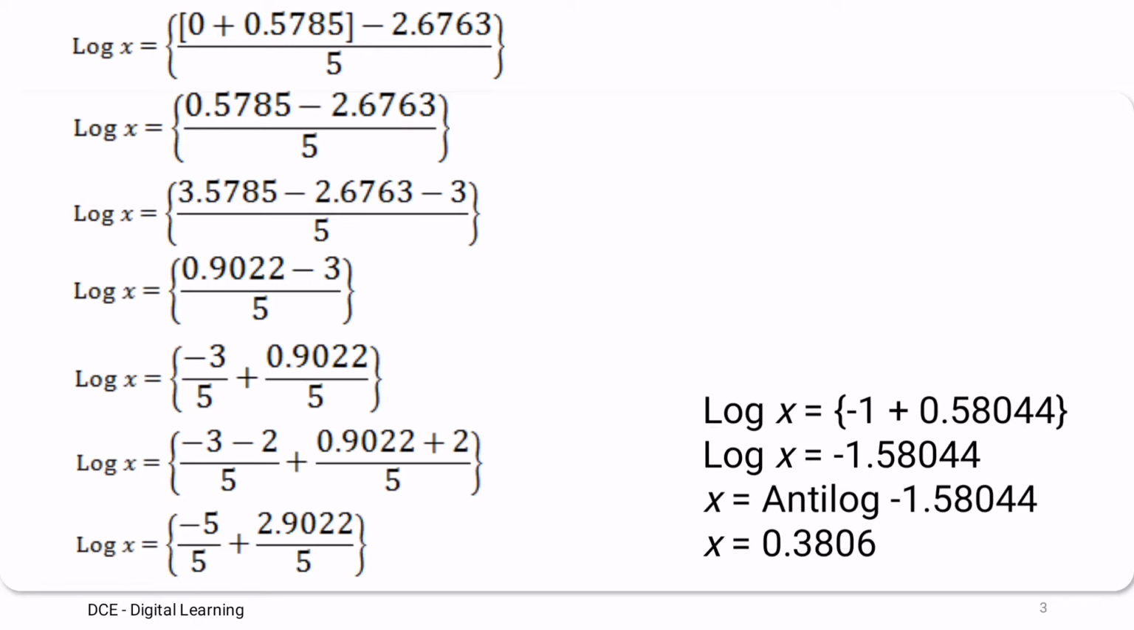When the characteristic is negative, we know that the result would be less than 1, or the result is a fractional value. So here the answer is 0 point something. After the decimal point, how many zeros we have to put is decided by the numerical value of the characteristic. So 1 is the numerical value of the characteristic. 1 minus 1 is 0. So after the decimal point there would be 0 zeros in the result. So the answer is 0.3806.